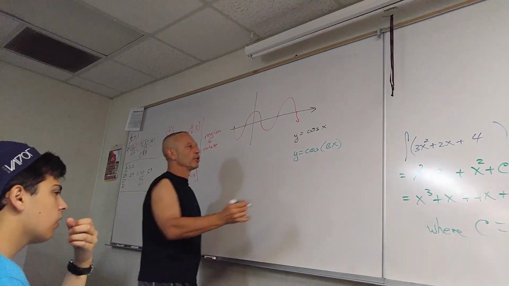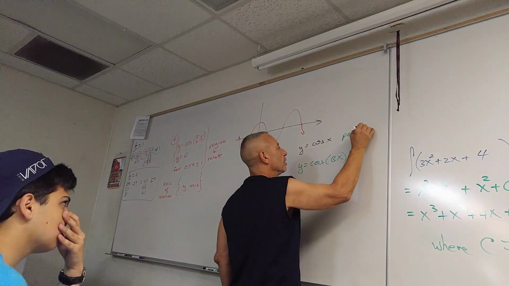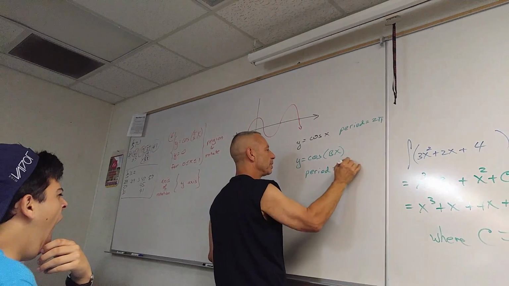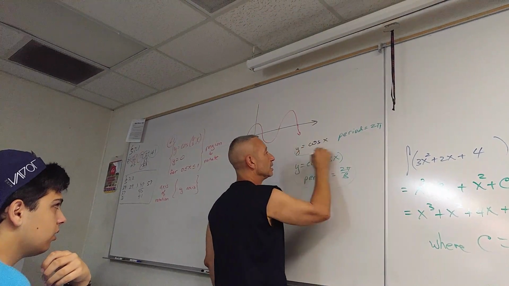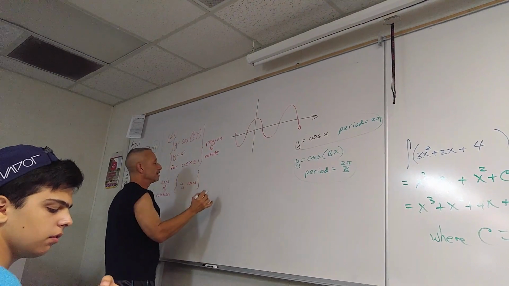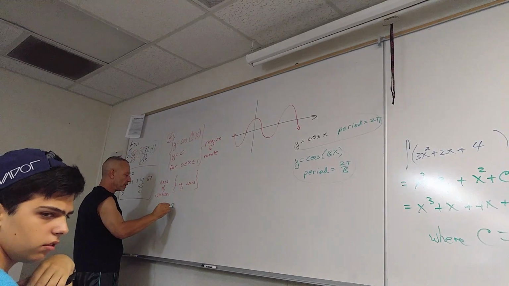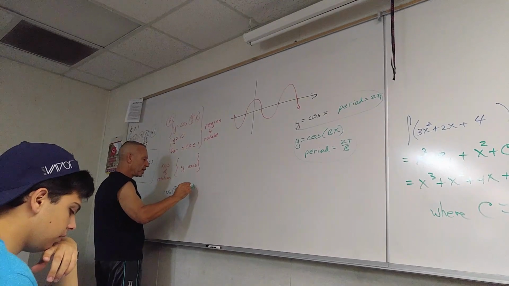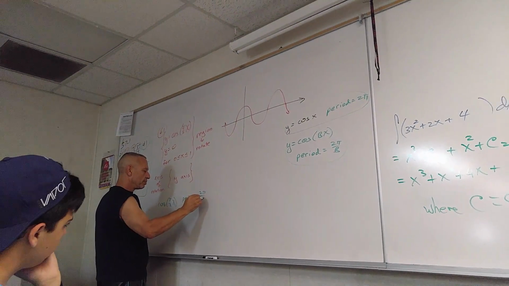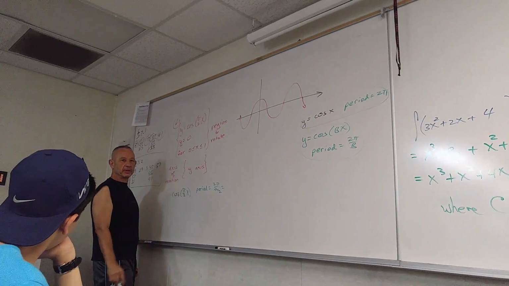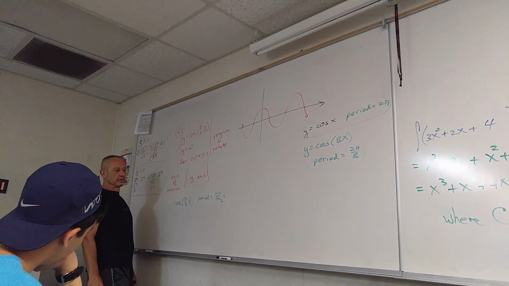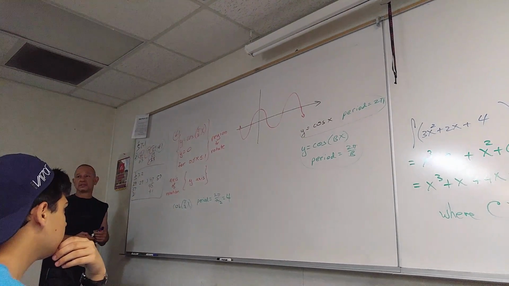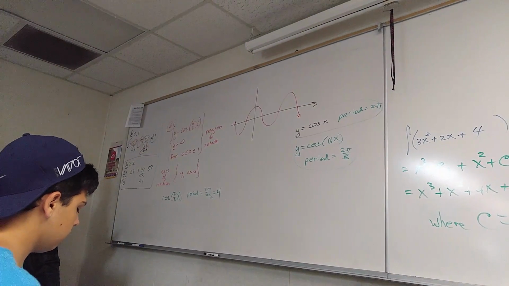The period is normally 2 pi. The period in this case is 2 pi divided by b, isn't it? So if we have the cosine of pi over 2x, that means the period is 2 pi divided by pi over 2, so the period is 4. Right? Everybody with me on that?